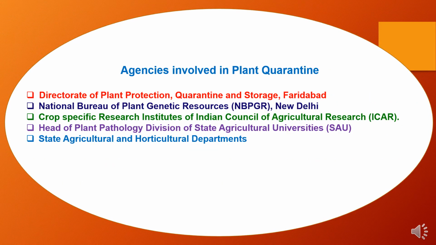There are various agencies playing an important role in plant quarantine measures, and the important ones are the Directorate of Plant Protection, Quarantine and Storage, Faridabad; the National Bureau of Plant Genetic Resources (NBPGR), New Delhi; crop-specific research institutes of the Indian Council of Agricultural Research (ICAR); heads of Plant Pathology Divisions of State Agriculture Universities; and State Agriculture and Horticultural Departments. So these institutions and agencies play a contributory role in plant quarantine measures.